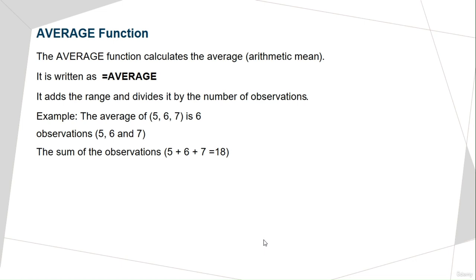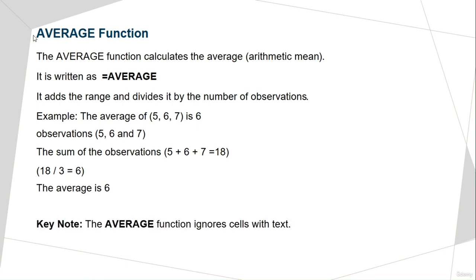Now, how is the average of these three numbers 6? 18 divided by 3, which is the number of the observations, is equal to 6. So you count 1, 2, 3. This is the number of observations. So the sum of the numbers divided by the number of observations gives us the average. That is how we get the answer 6. Take note of something. The average function ignores cells with text. We're going to look at this practically with examples.